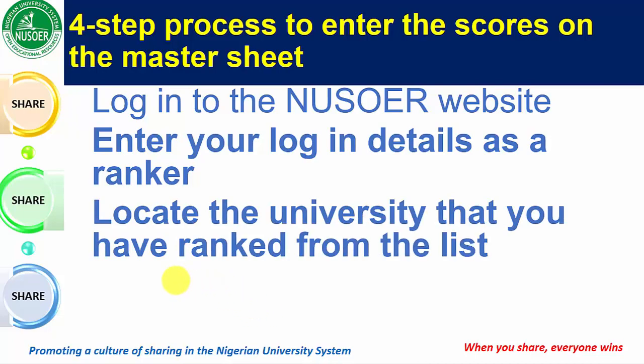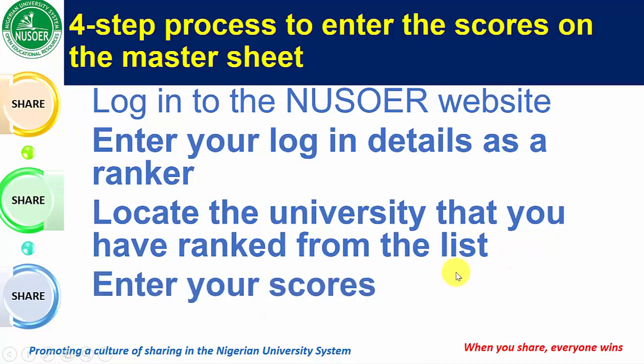So you will then locate the university that you have been assigned to rank. We will ensure that we do not burden you with more than 1 or 2 maximum universities, but there will be at least 3 people ranking, or rather scoring, a particular university, so that we can have the mean. And we have 5 experts outside the Nigerian university system that will also be doing the ranking. So you locate the university that you have ranked from the list, and then you enter your scores. So as easy as that.